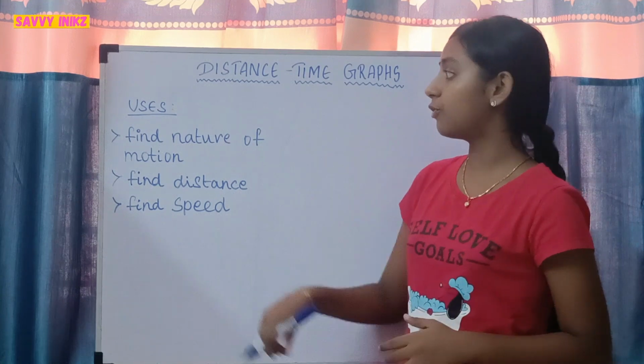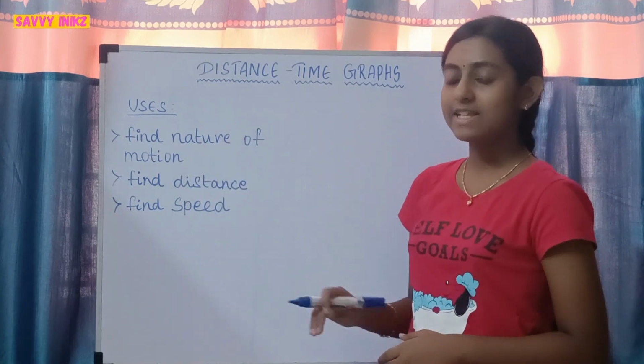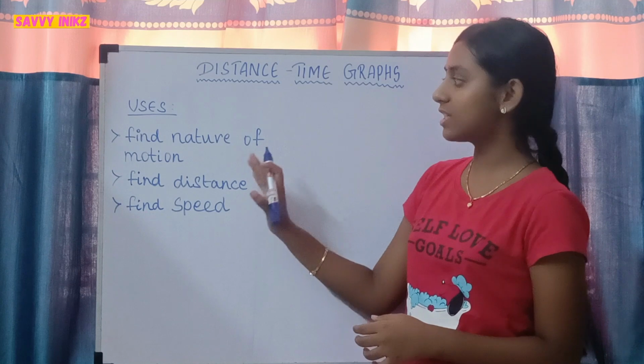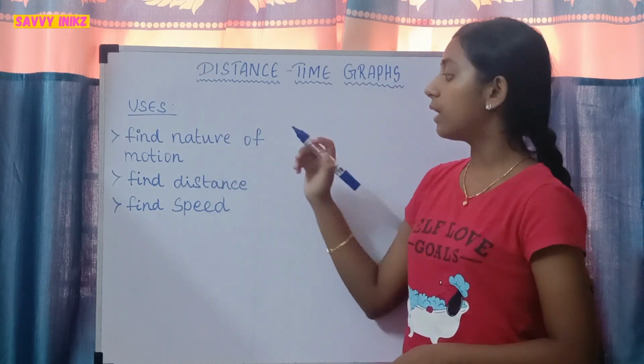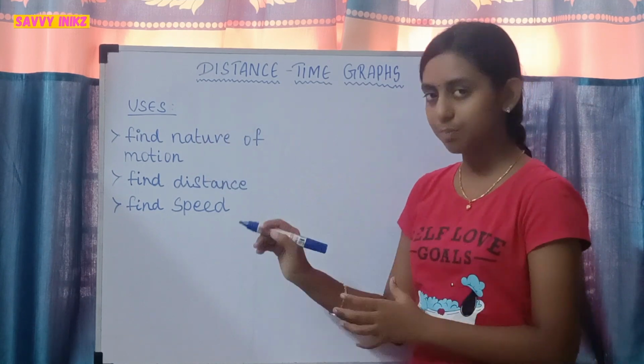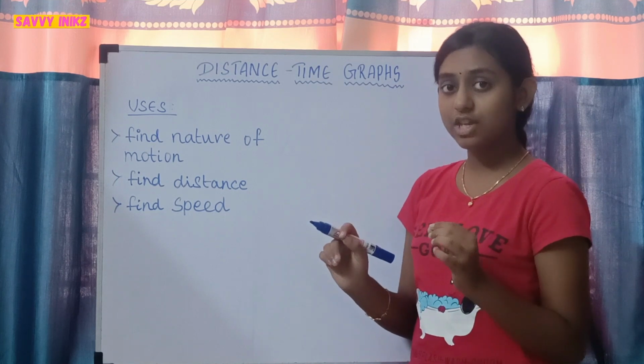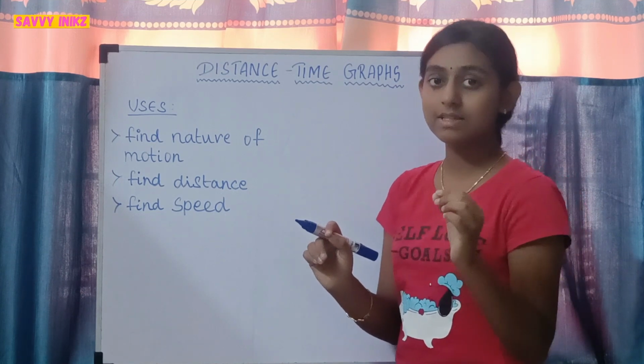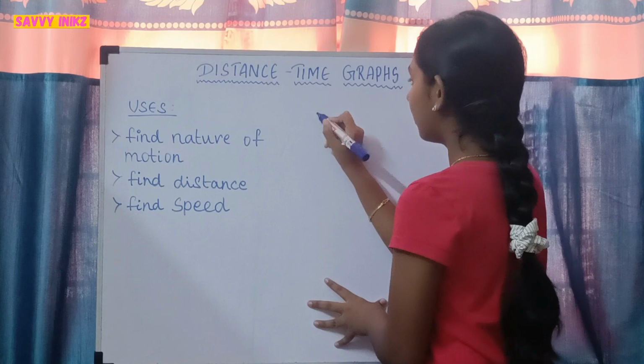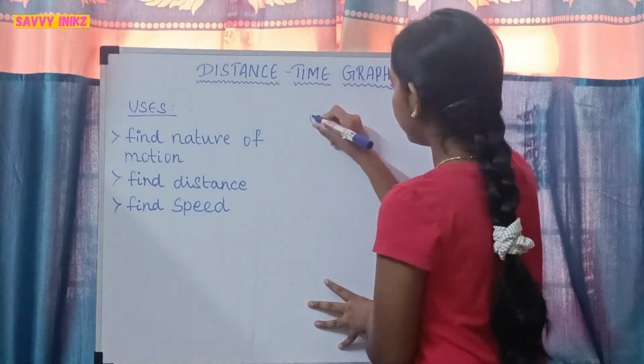So first let's learn about the uses of distance time graphs. There are three uses. The first is we can find the nature of motion, we can find the distance, and we can also find the speed of the object. So first let's check out the distance time graph for uniform speed.